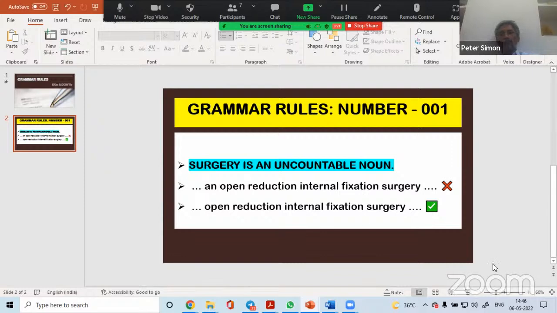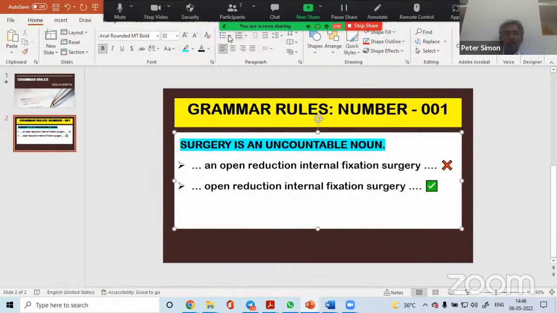So whenever you are writing, we can give a comment here. What is that comment? The comment is: do not use articles. Never use articles.